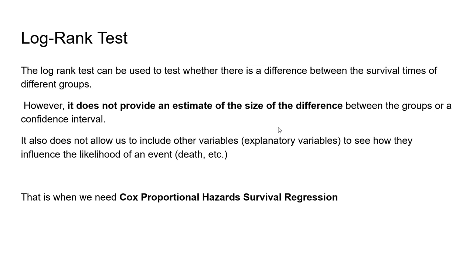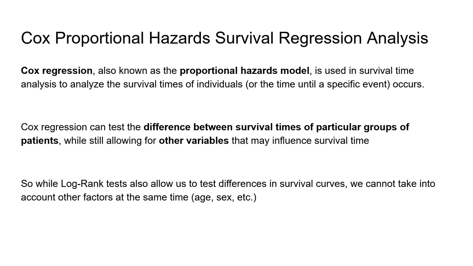Okay. So again, it really can tell us if the 2 curves are different or not, but it doesn't actually provide an estimate of the size of the difference or the effect size. And it really only allows us to look at one variable at a time. And so this is when we need the Cox proportional hazards survival regression, or Cox regression for short, to allow us to look at some more complex models and if survivorship differs within those models.